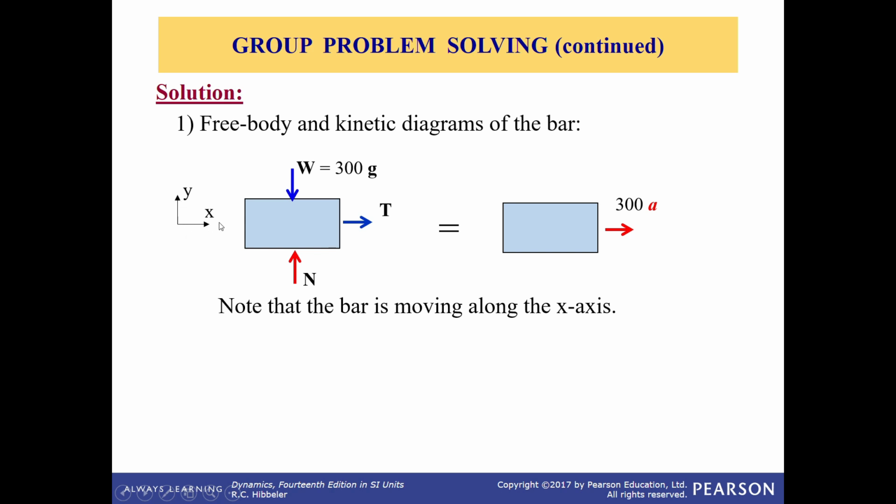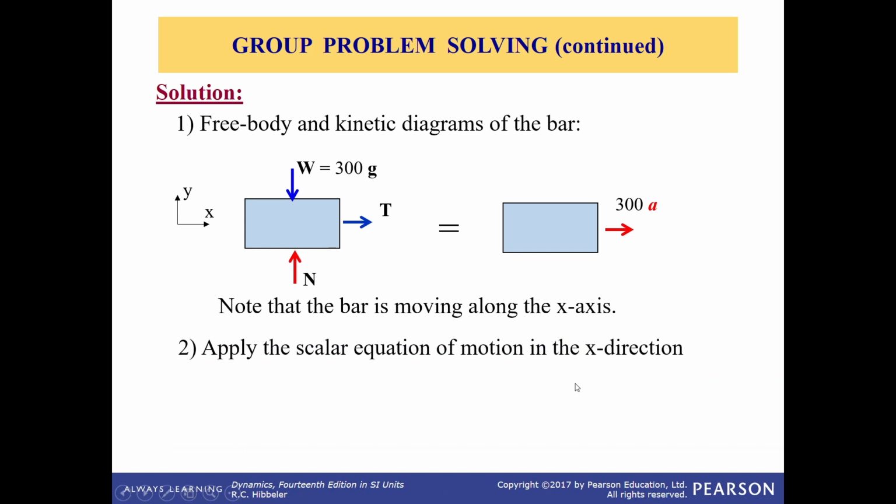Okay, don't forget that we need to simplify, so this is the axis of the body. This is the free body diagram, while this is the kinetic diagram. The kinetic diagram is showing the motion, in which this one will be 300 times a. Note that the bar is moving along the x-axis. We don't have any motion in the y-axis.